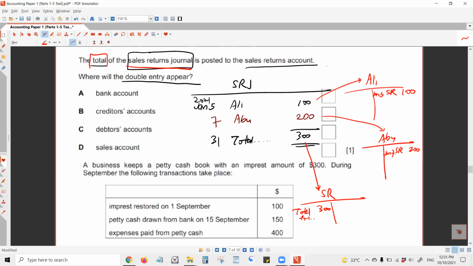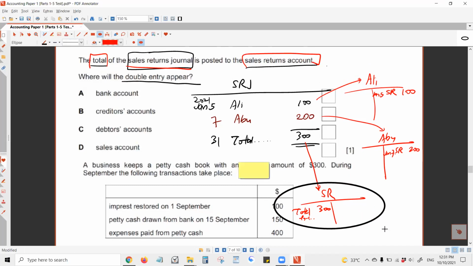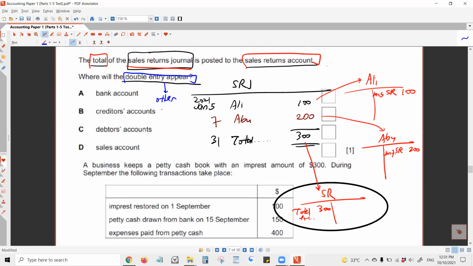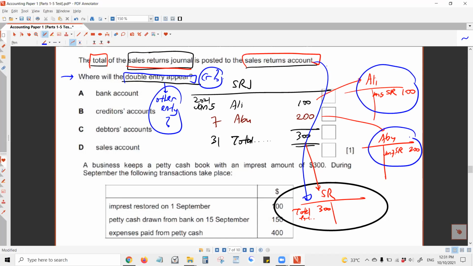The total of the sales return journal is posted to the sales returns account, debit side, just like what I mentioned here. They're asking you, where will the double entry appear? Basically, this line is asking you, where does the other entry appear? Because when you have a debit, you must have a credit. The first line tells you they have done the debit entry, and the next line asks where the credit entry appears. That is the question. The answer is in the customer's account, credit side. Answer C.